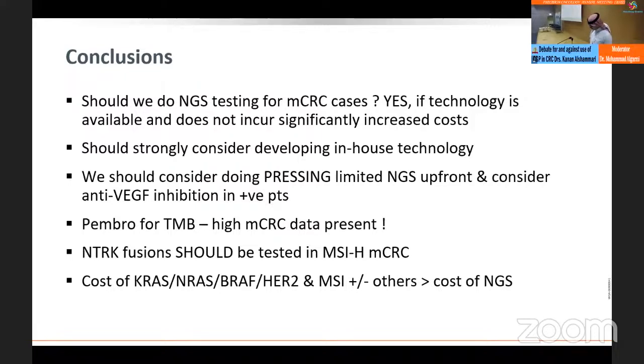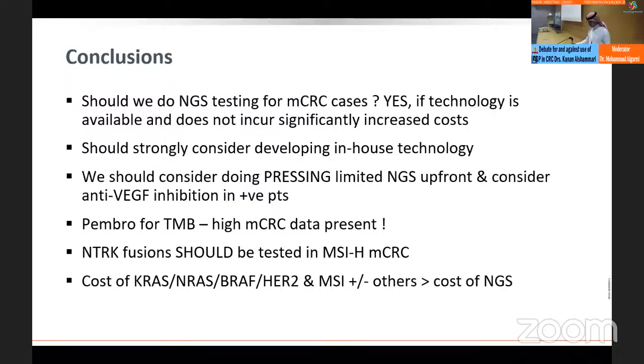We should strongly consider developing in-house technology, and we should consider, and I put consider, doing pressing limited NGS upfront and consider anti-VEGF inhibition for pressing positive patients rather than giving them an anti-EGFR monoclonal antibody upfront.